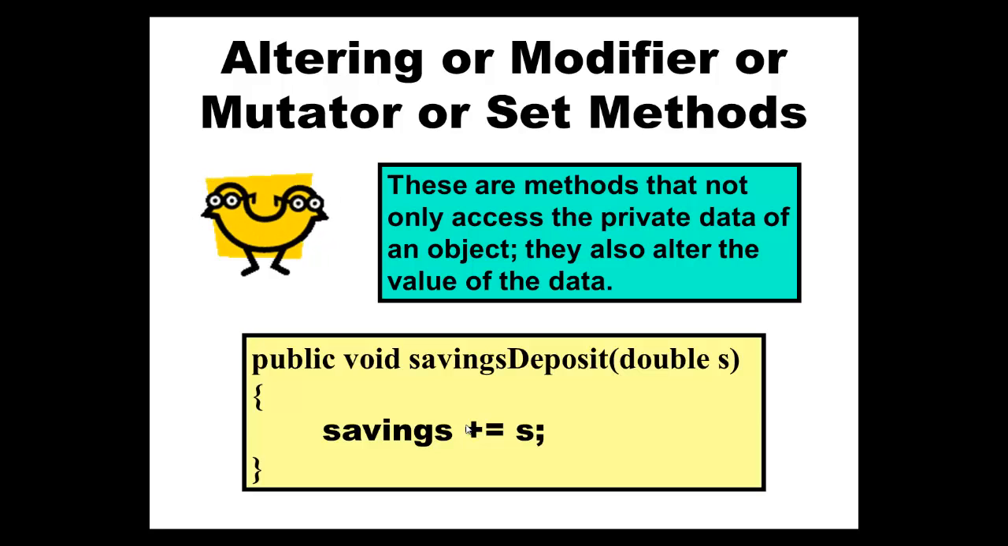Altering or modifier or mutator set methods. Well, these are methods that access the private data of an object. They also alter the value of the data. So going back to our bank account, we had savings deposit, we also had checkings deposit, we also had savings withdrawal and checking withdrawal. These allow you to change the private variables without allowing access from anywhere. Again, thinking back to the bank example, you don't get to go into the vault and put your money in and change the value on your account. You have to use a method for that.